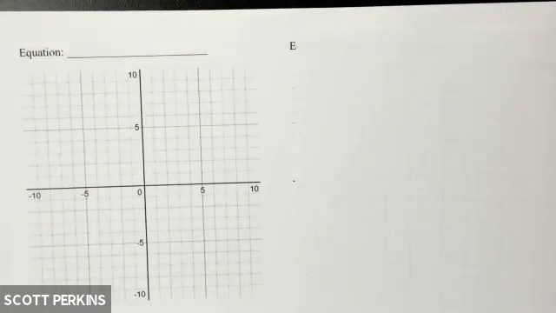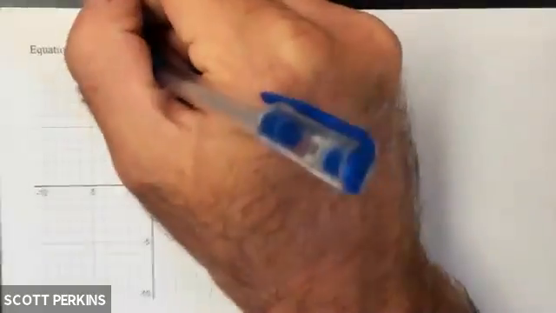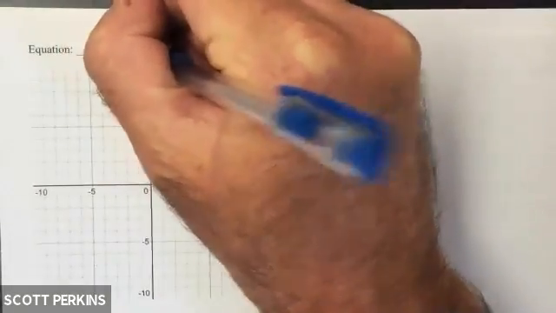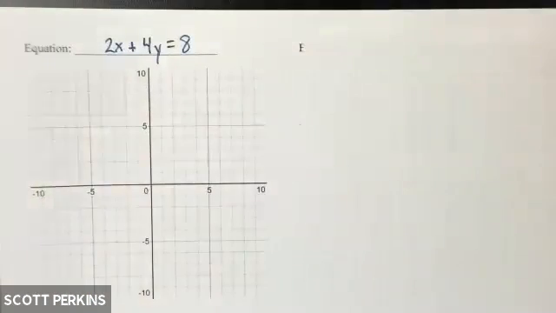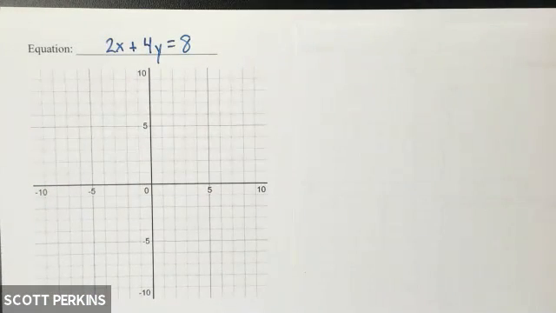So here's one for you. I would like you to graph this using our intercepts, please. And so yours is 2x plus 4y is equal to 8. Graph that using the x and the y-intercept.